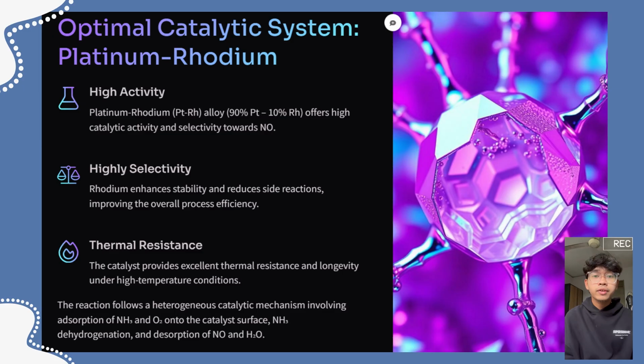Hi, my name is Muhammad Zafran and now I will be presenting about the optimal catalytic system. The catalyst we use in our reaction is platinum rhodium due to high activity, high selectivity and thermal resistance. For high activity, the platinum rhodium alloy, 90% platinum and 10% rhodium, offers high catalytic activity and selectivity toward nitrogen oxide. Next, high selectivity: it reduces the side reaction and improves the overall process efficiency. Next, the thermal resistance, so the reaction can begin in high temperature condition.